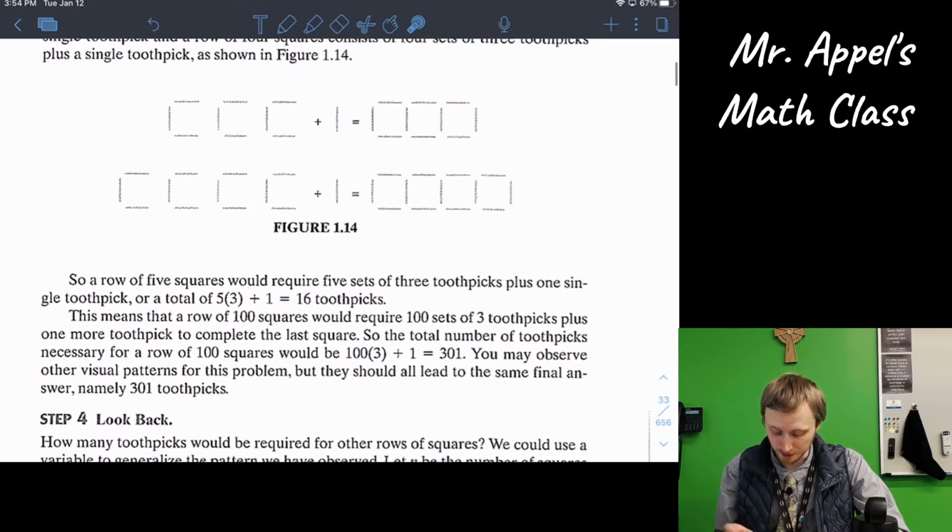Ah, clever. So a row of 5 squares would require 5 sets of 3 toothpicks plus 1 single toothpick, or a total of 5 times 3 plus 1 equaling 16. That's exactly what we found earlier.